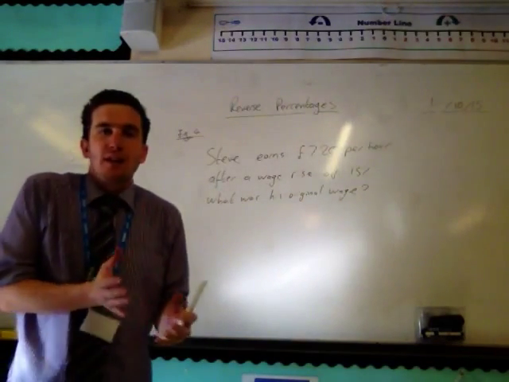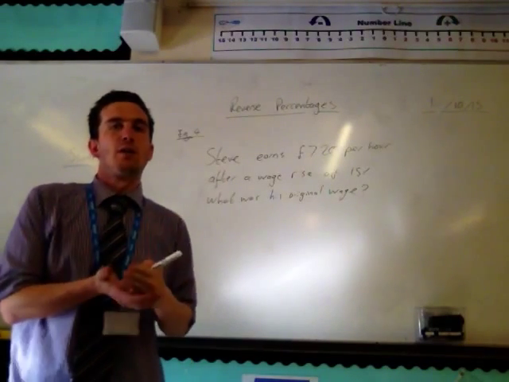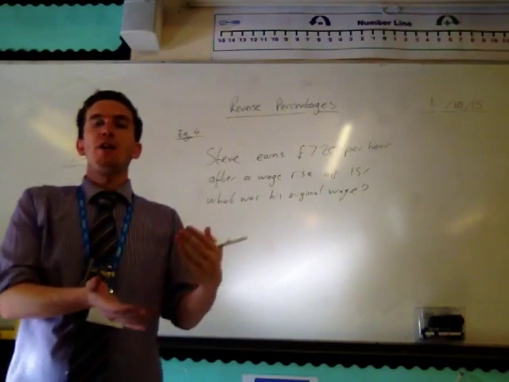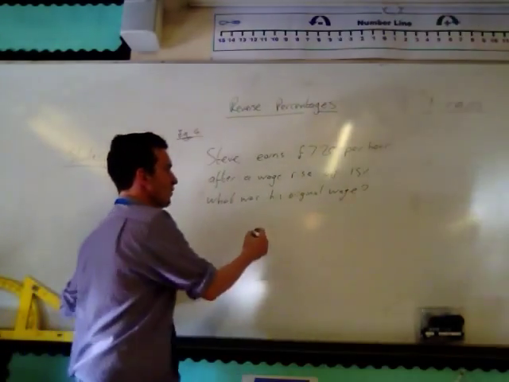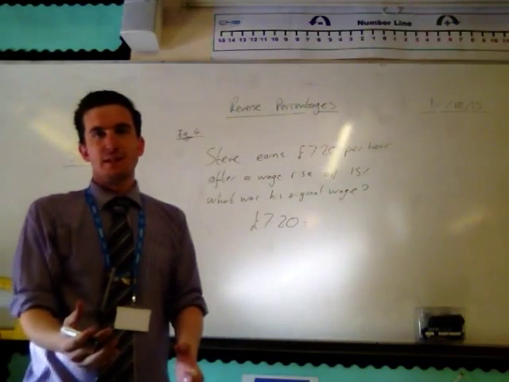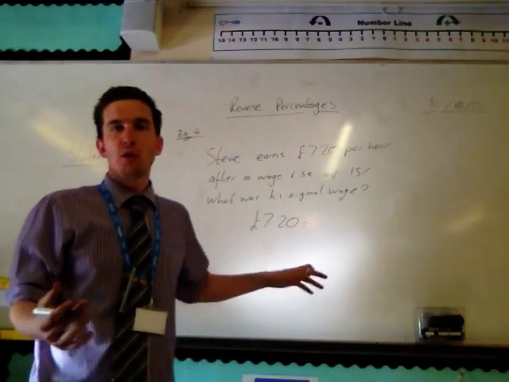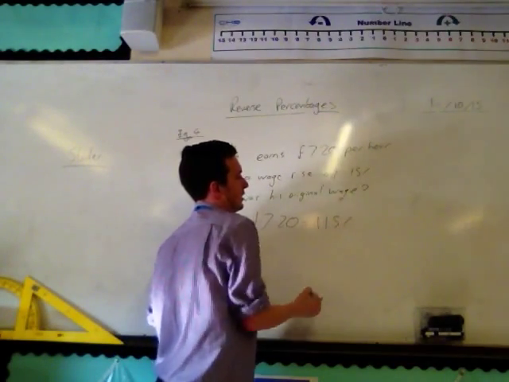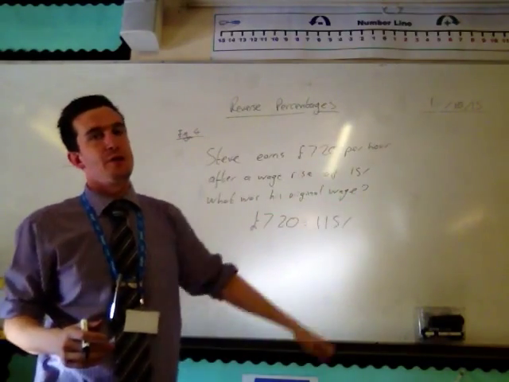So what we've got to think is, in this case, are we increasing or decreasing? Well, we had an original amount of money he was earning. He got a rise, or a raise, and now he earns more money. So he's increased. So that £7.20 per hour represents greater than 100% of the original value. He's increased it by 15%, so it represents 115% of the original value. Similar to last lesson. Yes, the number's bigger, but we use the same method.